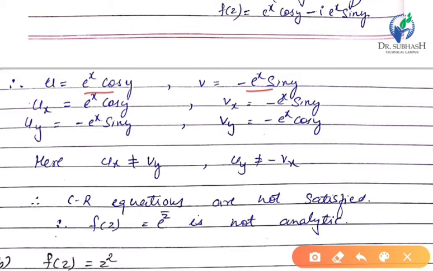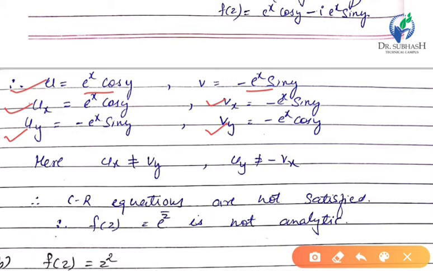First we have to find ux, uy, vx and vy. We differentiate u with respect to x, so I get ux = e^x cos y. uy will be equal to -e^x sin y. Similarly, vx will be -e^x sin y and vy will be -e^x cos y. We have done simple differentiation over here.